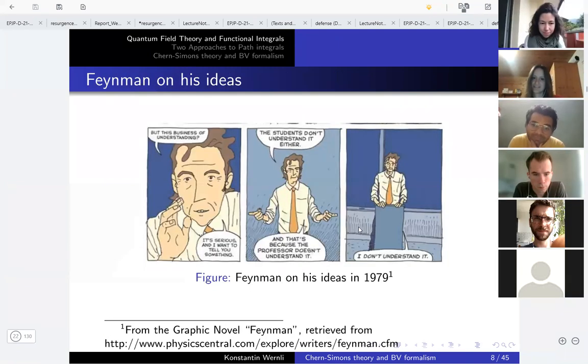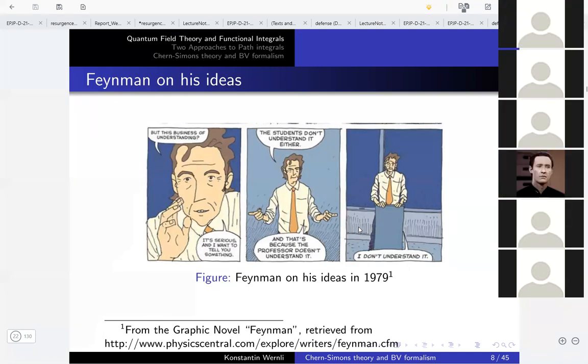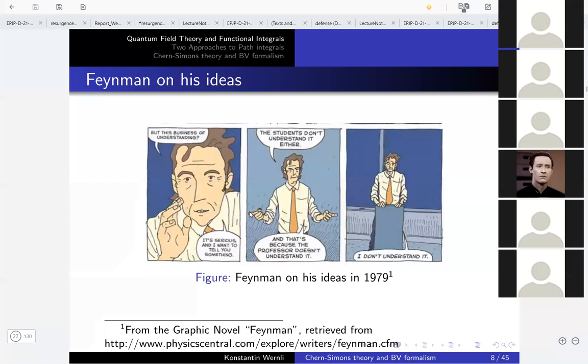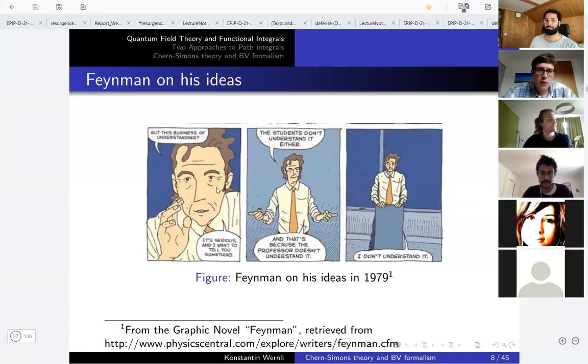And then maybe a second cartoon. If you don't understand these things, then you shouldn't be scared, because Feynman himself apparently said in a lecture, this is from a really nice graphic novel on Feynman: "This business of understanding is serious, and I want to tell you something. The students don't understand it either, and that's because the professor doesn't understand it, and I don't understand it." Okay, so he had this idea, but he was saying that basically no one can really understand the conceptual implications of observing a superposition of all realities rather than a single reality.